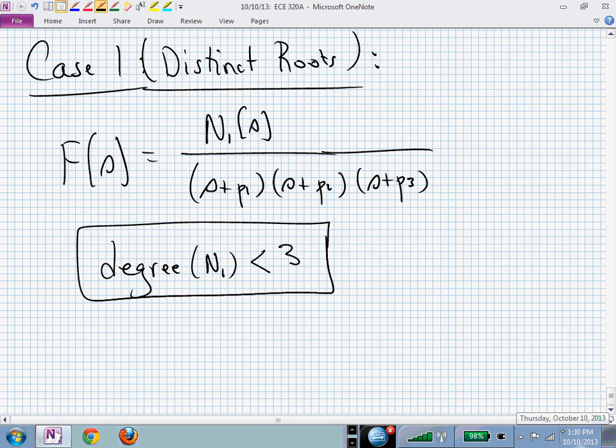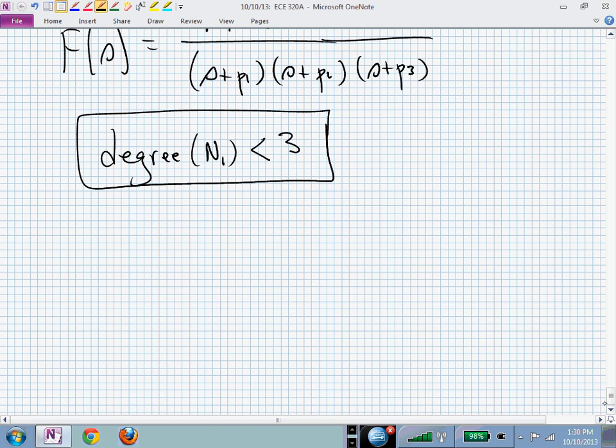Let's just make that assumption. So now n1 is a quadratic, a linear, or maybe it's just a constant as an expression. Any of those are fine. What's the partial fraction expansion look like for capital F of S if we have distinct poles or distinct roots of our denominator?